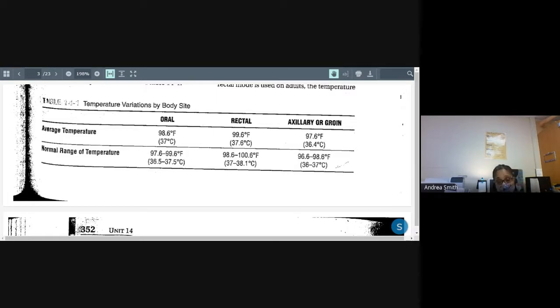So I've said that twice. You're seeing it right now on this chart. Do not miss this on the exam. Do not. It's too easy. 97, 98, 99.